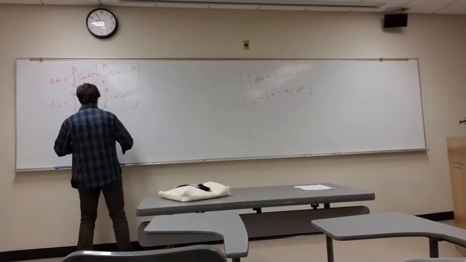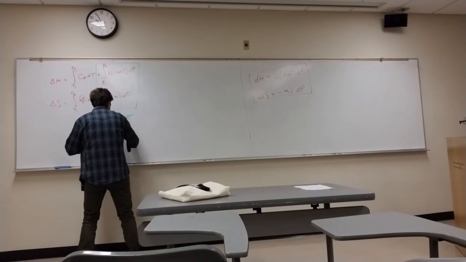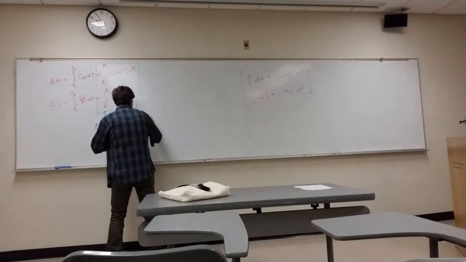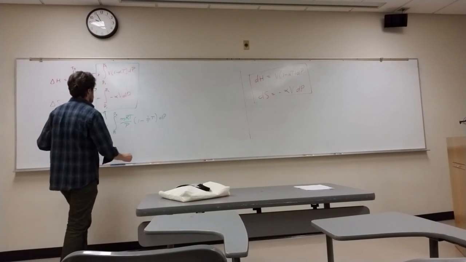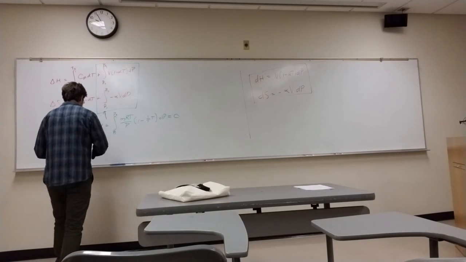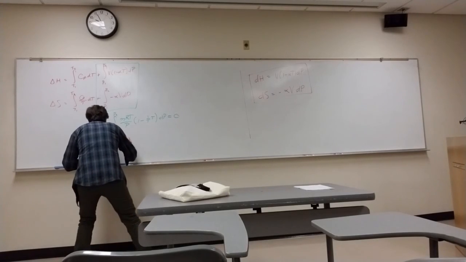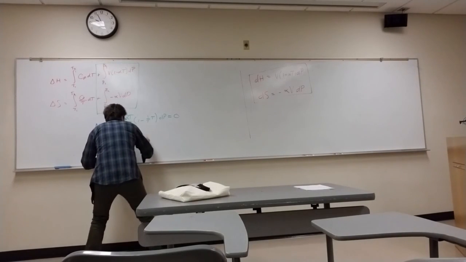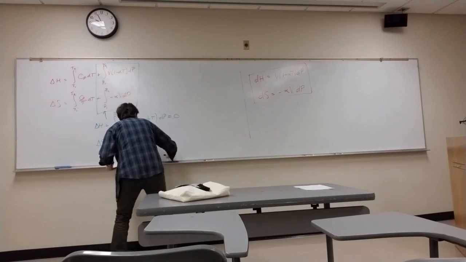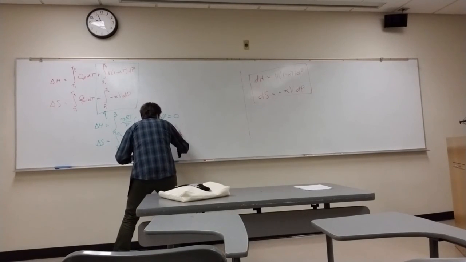The integral, and I'm going to do this for an ideal gas, from P1 to P2 of V(1 minus 1 over T times T) dP, which is 0, and delta S is equal to the integral from P1 to P2 of negative NR over P dP, which is equal to negative NR natural log of P2 over P1.